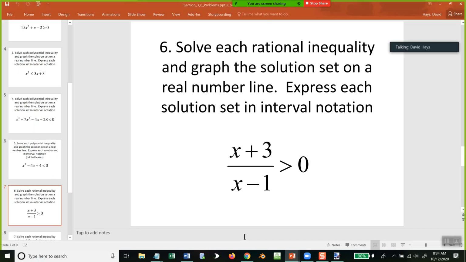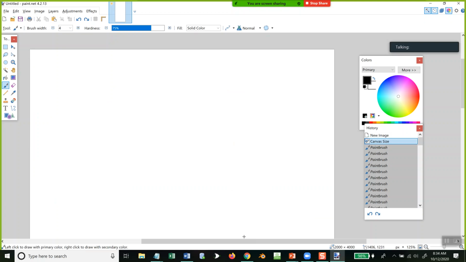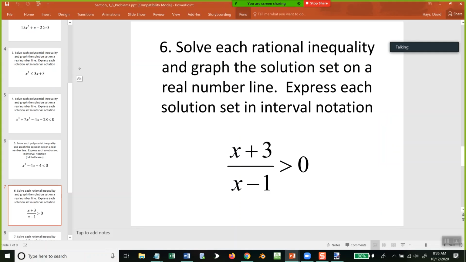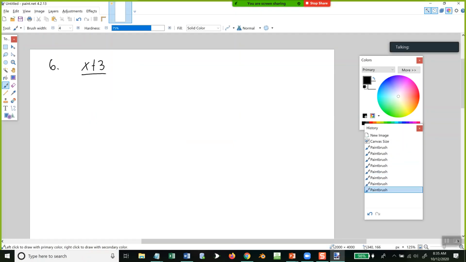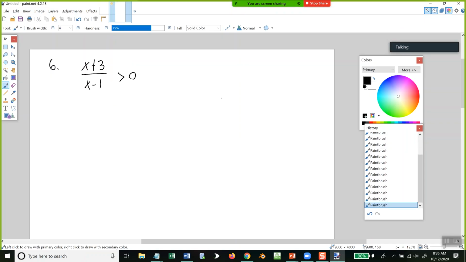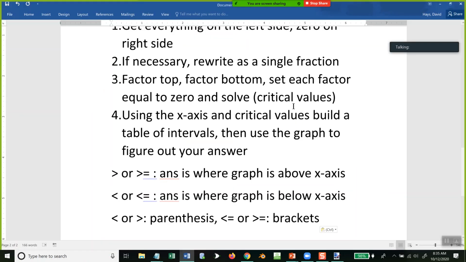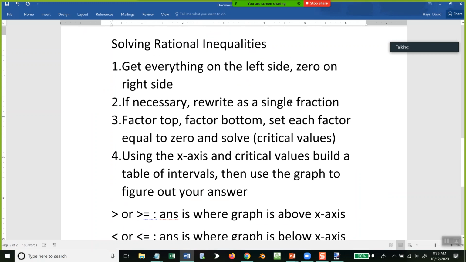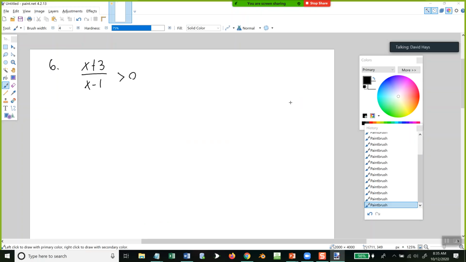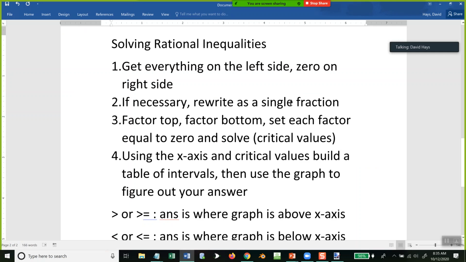So let's take a look at this one. Solve each rational inequality, graph the solution set on a real number line, and express each solution set in interval notation. Step 1, get everything on the left side, 0 on the right side. That's done. Step 2, if necessary, rewrite as a single fraction.